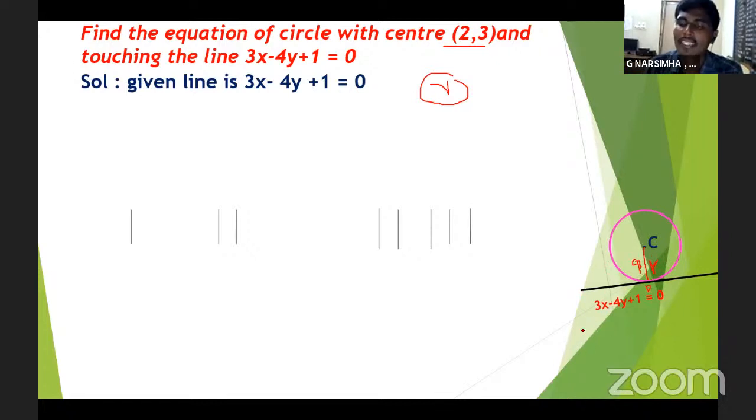When the line is exterior to the circle, CP is greater than R. When the line intersects the circle at two different points, then CP is less than R. These concepts were discussed a few sessions ago. Here the line touches the circle, that means CP is equal to R.